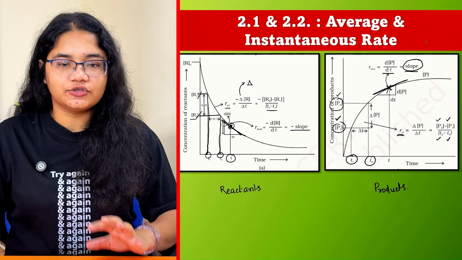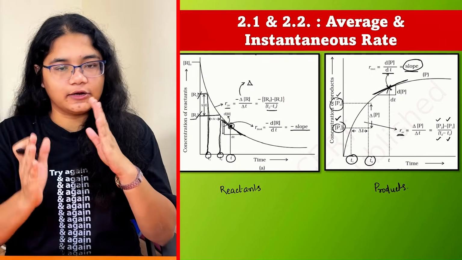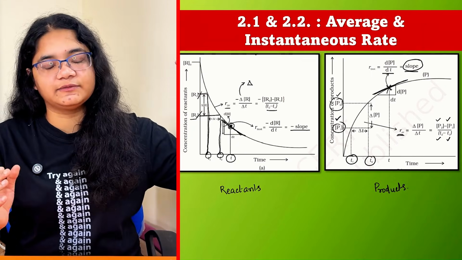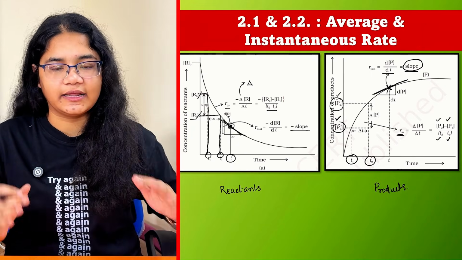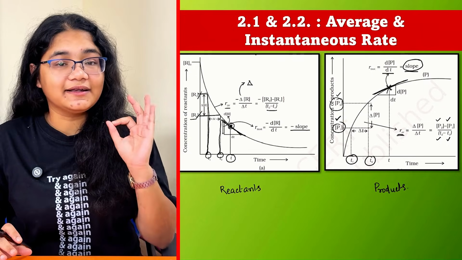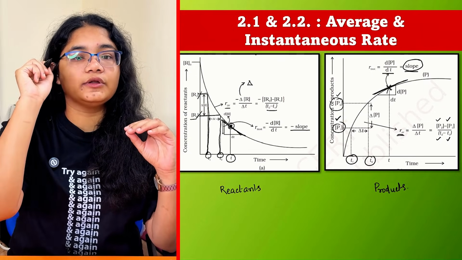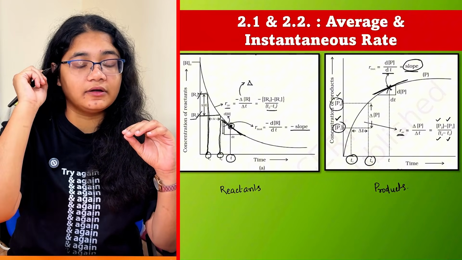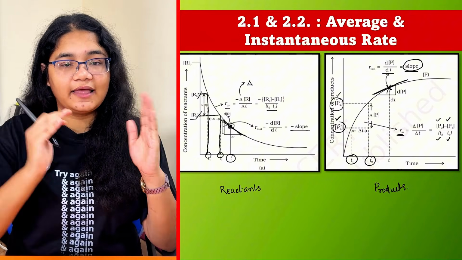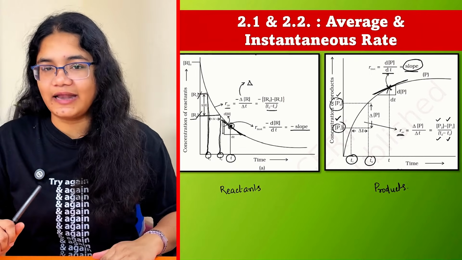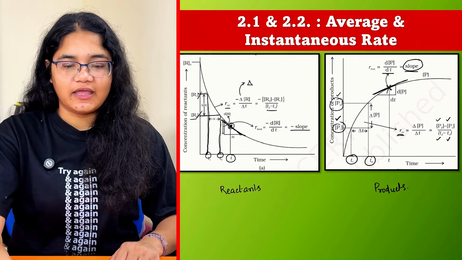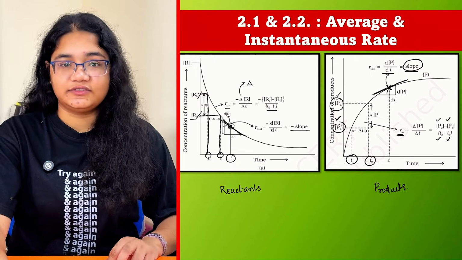Clear? So average rate, how to calculate? By taking two time intervals, their corresponding concentrations, and then taking the difference and dividing them. Instantaneous rate, how to calculate? At the particular point where you want to calculate the rate, you need to draw a tangent and then calculate the slope of the tangent. Now we have understood what average rate and instantaneous rate are.